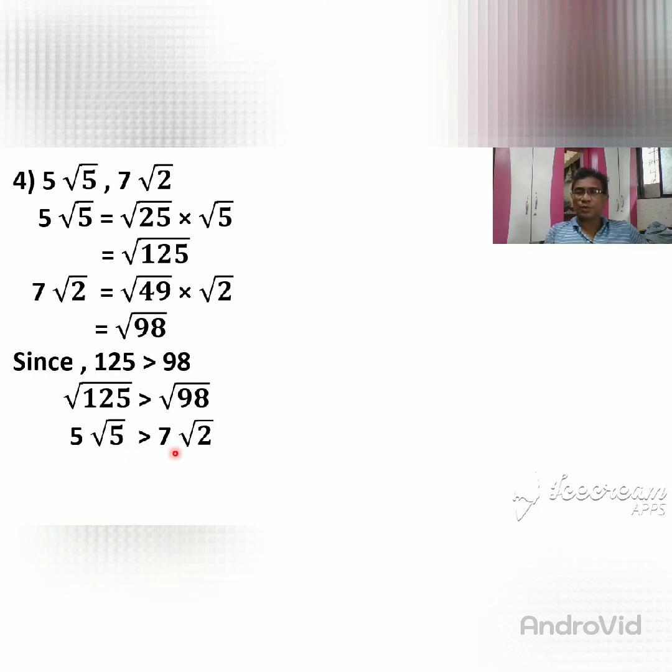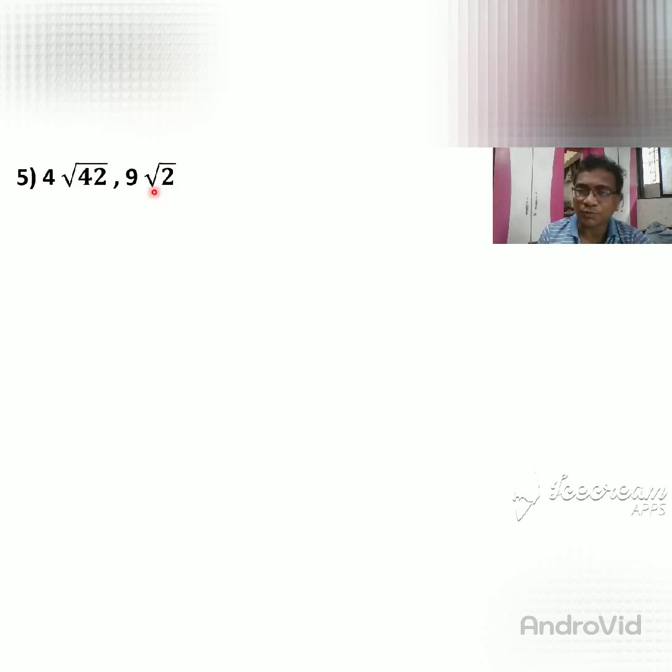Any doubts in this problem? I hope you understand this problem. Then we are going to see problem number 5. See, 4 coefficient root 42, 9 coefficient root 2. These are the pairs given. This is the first problem, this is the second problem. In this problem, you want to find out which number is greater and which is smaller.